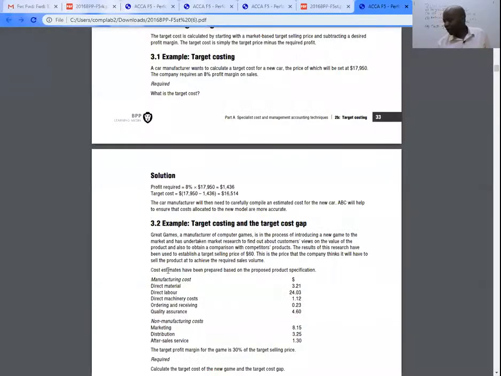They have given us cost estimates that have been prepared based on the product specification. So what you're supposed to do for this manufacturing and non-manufacturing cost, you are supposed to add all of them. Could you kindly add all these costs of producing this product? Somebody add for me. There is a person already who has an answer. Kindly add for me everything.